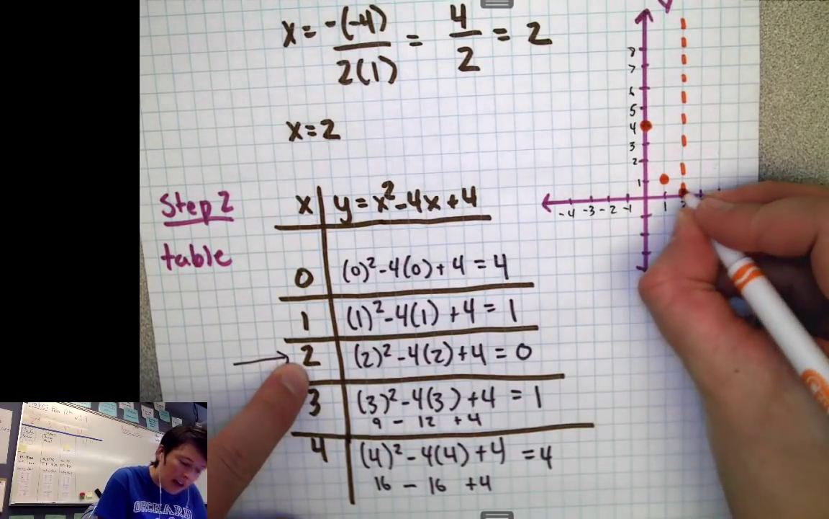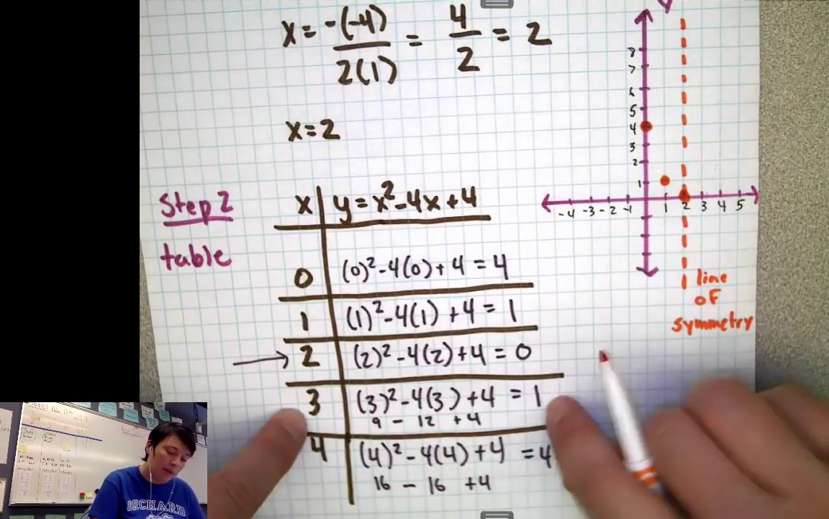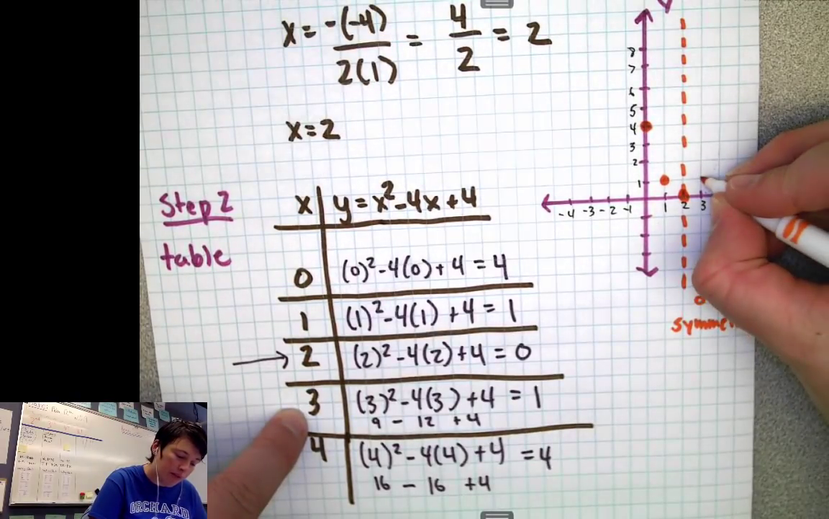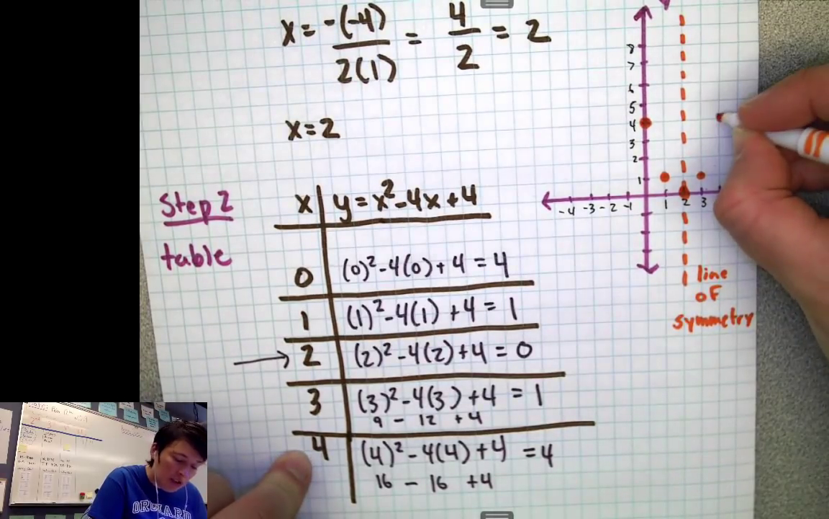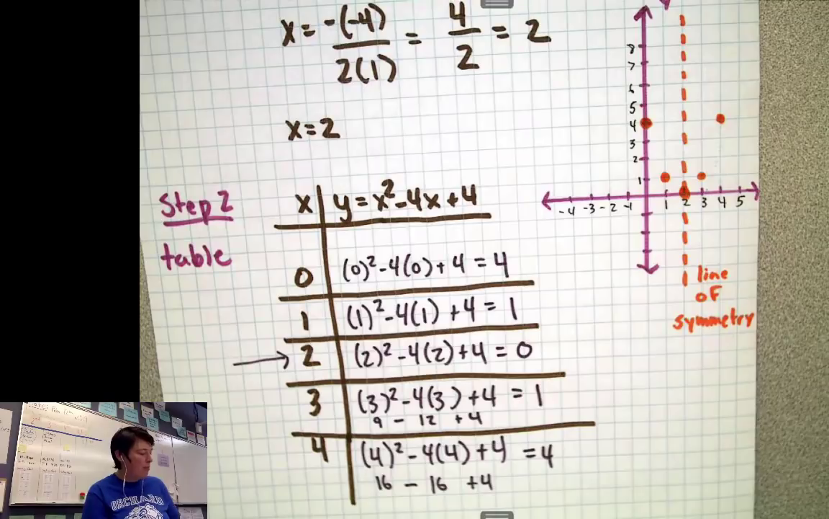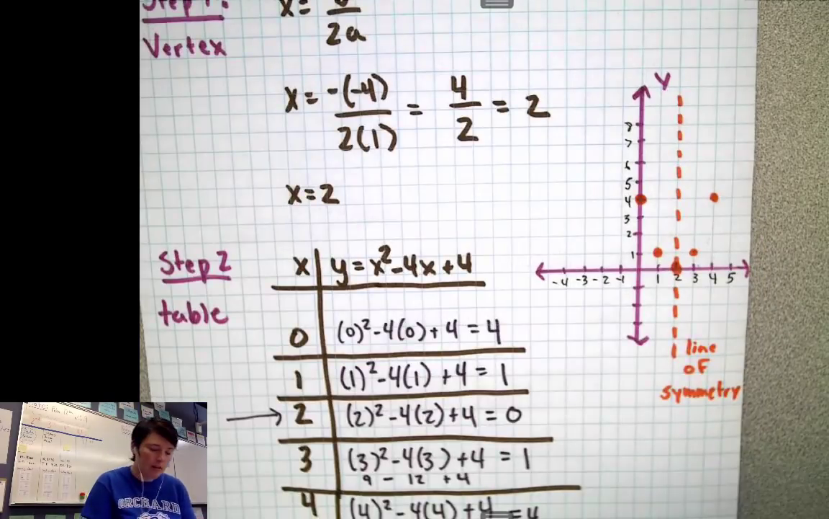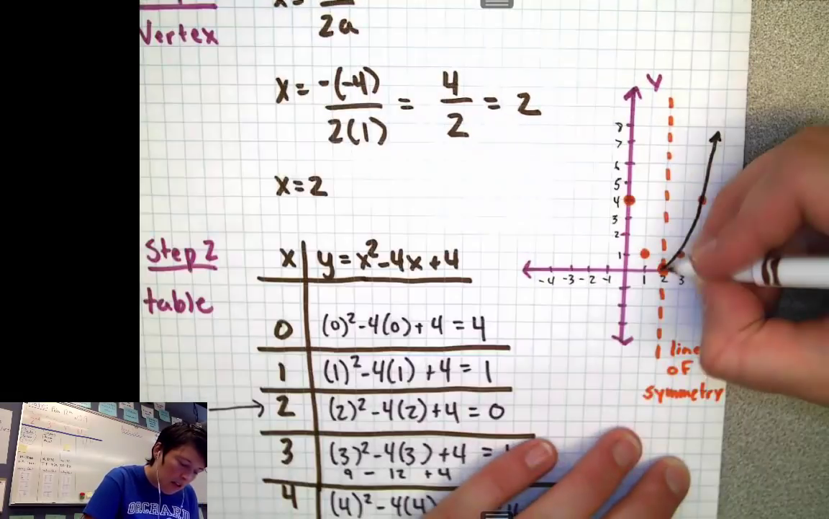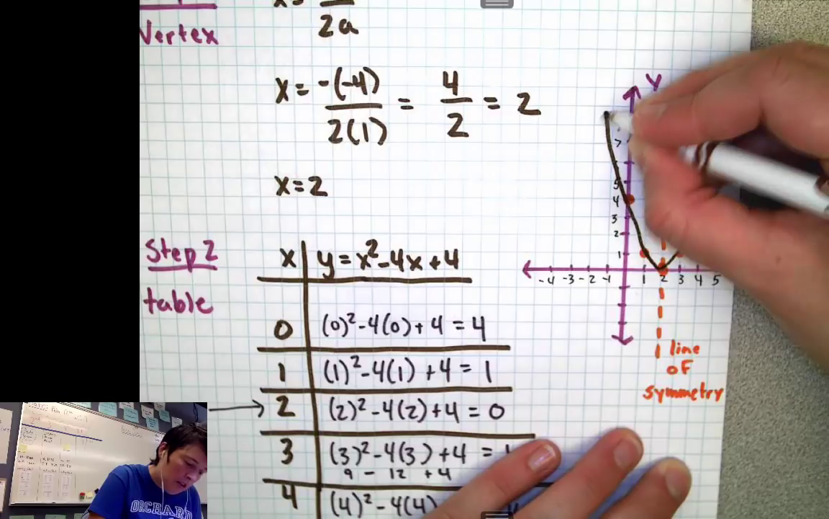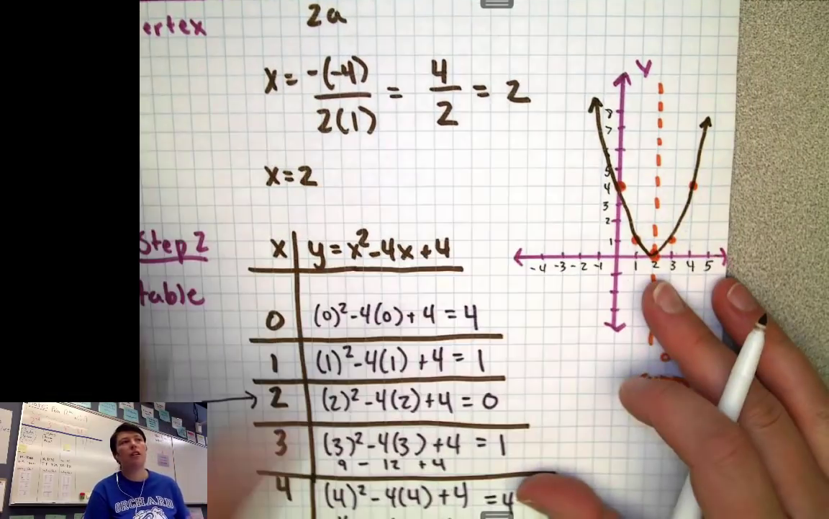2 zeros right on the axis. 3, 1. 3, 1. 4, 4. 4, 4. And sure enough, it looks like that parabola shape. I mean, it really does. So I'm going to connect my points now. Kind of like this. And this. And there it is. There's my smooth parabola curve.